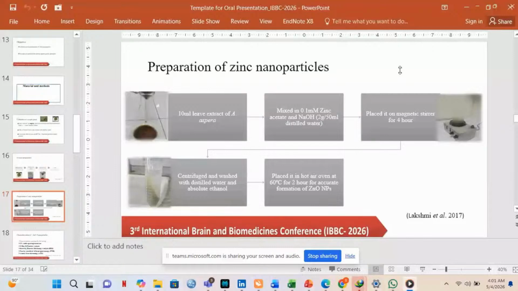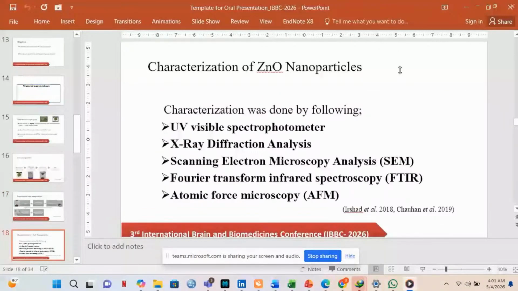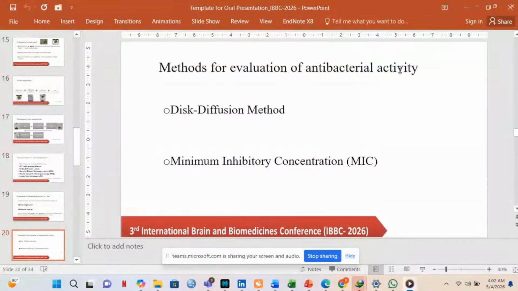Then characterization of zinc oxide nanoparticles was done using the following techniques: UV visible spectrophotometer, X-ray diffraction, SEM analysis, FTIR, and atomic force microscopy. Then evaluation of antibacterial activity of zinc oxide was done against Salmonella gallinarum and Salmonella enteritidis. Methods used for evaluation of antimicrobial activity were the well diffusion method and minimal inhibitory concentration. Well diffusion method was done to check the antimicrobial activity of Acanthus aspera extract synthesized zinc oxide nanoparticles.